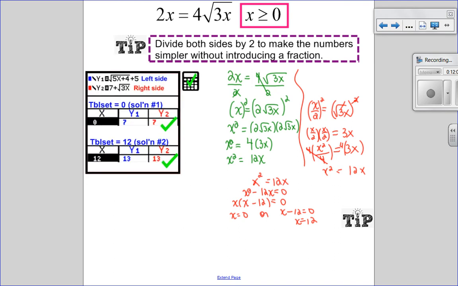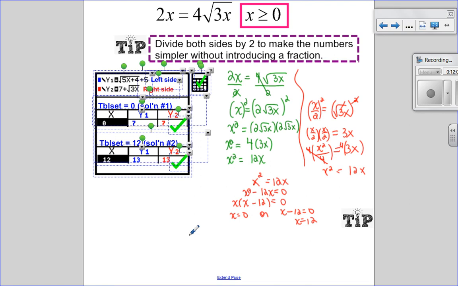So in my check, what I'm going to do is put my original unchanged question in Y1, left side and right side. Left side in Y1, right side in Y2. Now I think 0 and 12 are my solutions, so I start my table at 0 and then I start my table at 12, and you can see for both of those solutions, y1 equals y2. I didn't show you the rest of the table because we're really only looking for x equal to 0 and x equal to 12. So I know those are both my solutions.